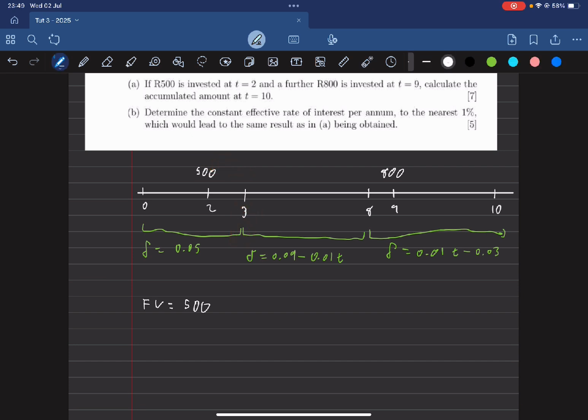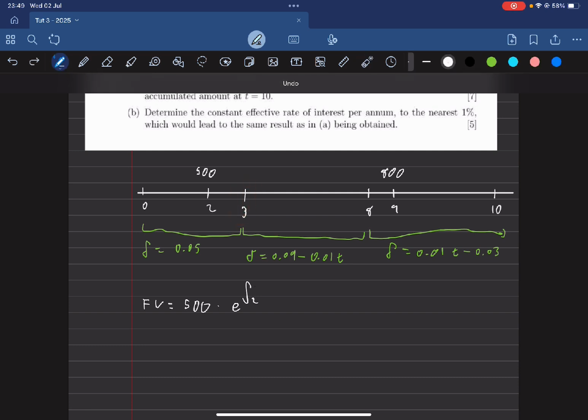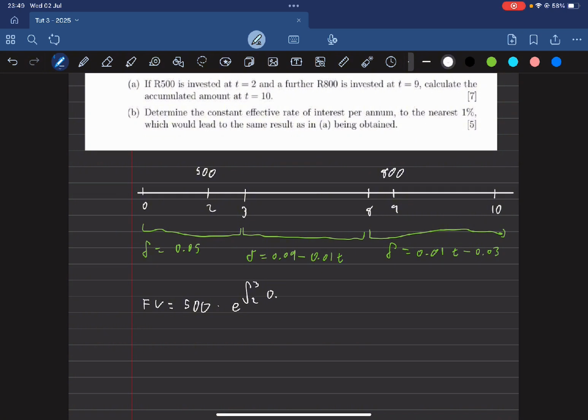So the way you move something forward when you have a force of interest is you multiply it by e to the power of the integral from whatever time you're at, so from time 2 to time 3. So we're moving it from time 2 to time 3. And then in the integral, you're going to put your force of interest, which is 0.05 over this period, and then you'll do dt. Okay, so that's moved it from time 2 to time 3.